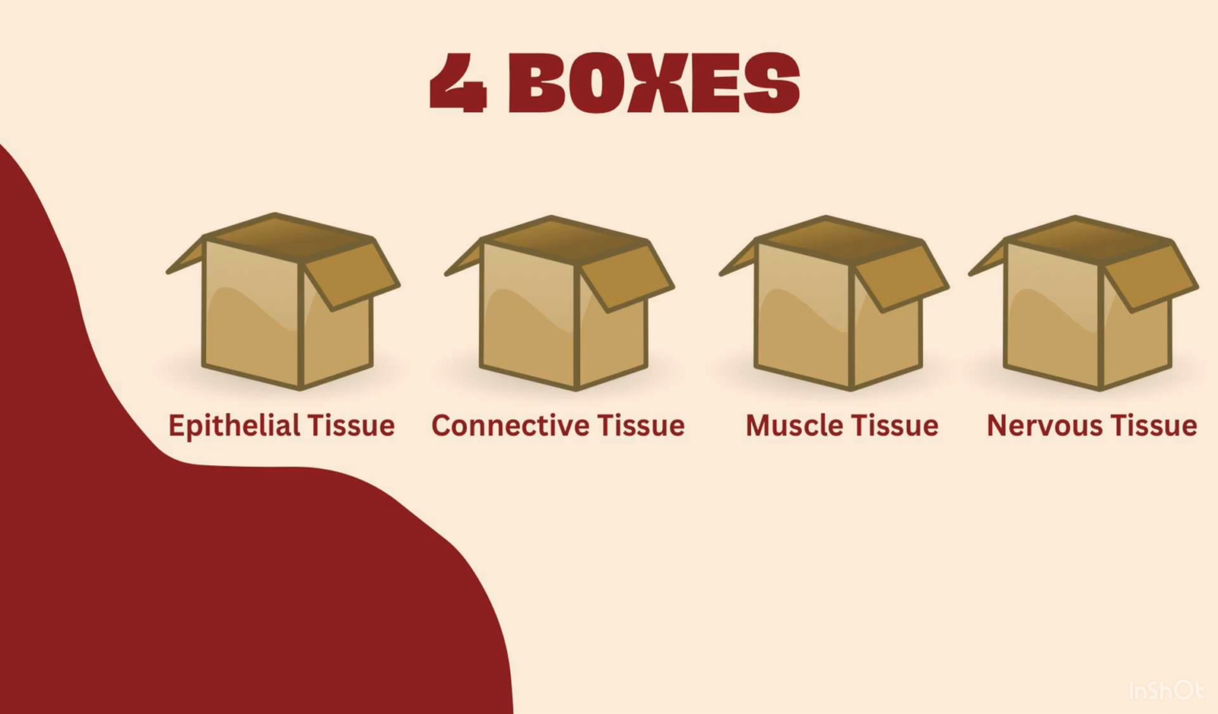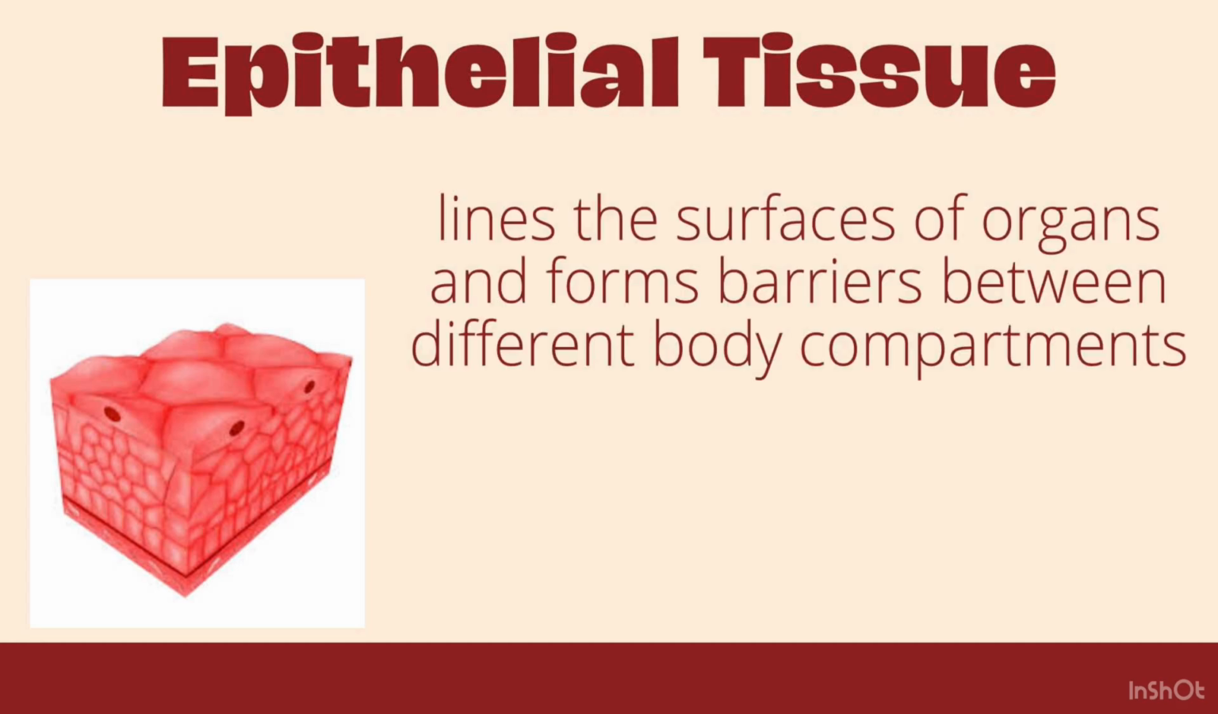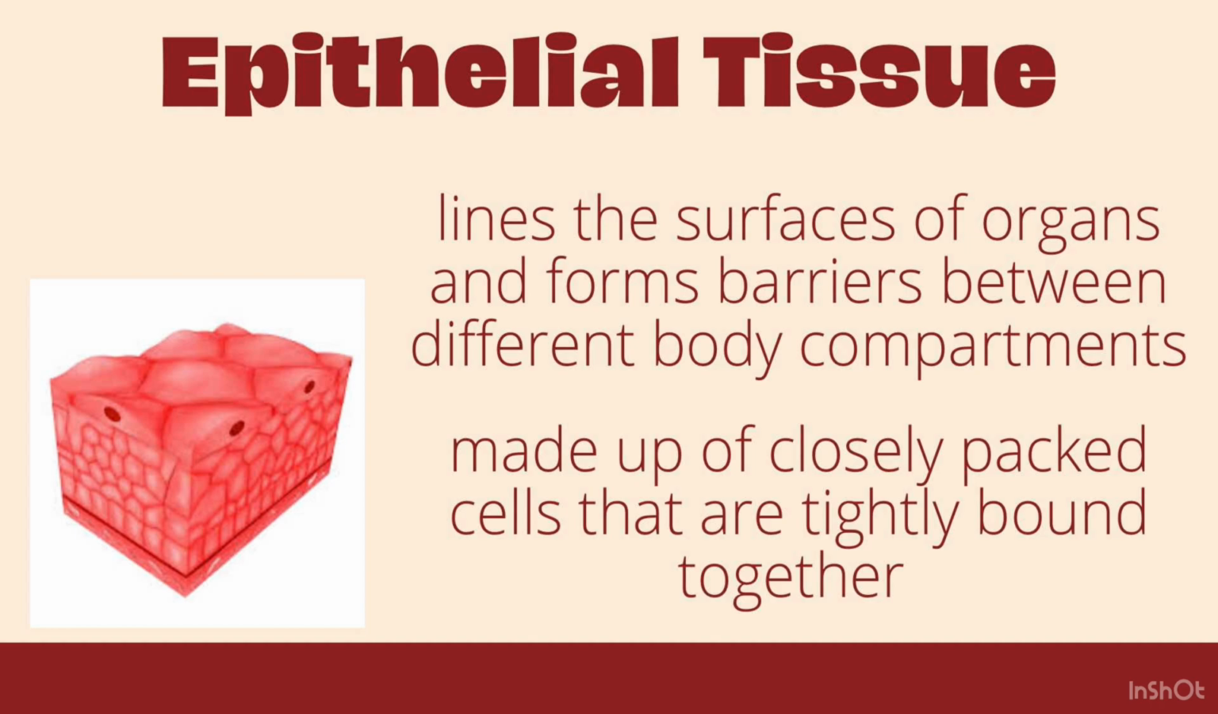So, what is the epithelial tissue? The epithelial tissue is a type of tissue found in the body that lines the surface of organs and forms barriers between different body compartments. It is made up of closely packed cells that are tightly bound together and can be found on the surfaces of internal and external organs, as well as lining the cavities of the body. The epithelial tissue has several important functions, such as protecting the body from injury and infection, regulating the exchange of molecules between different body compartments, and secreting and absorbing substances.